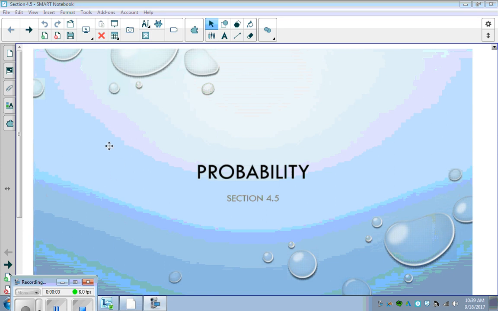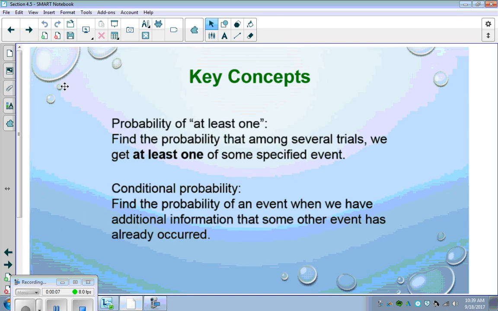Okay, so today we are going to begin with section 4.5. The key concepts here are this concept of at least one, and we have to be careful about thinking about what at least one means. And then the other key concept is conditional: something happened, but I already have additional information.